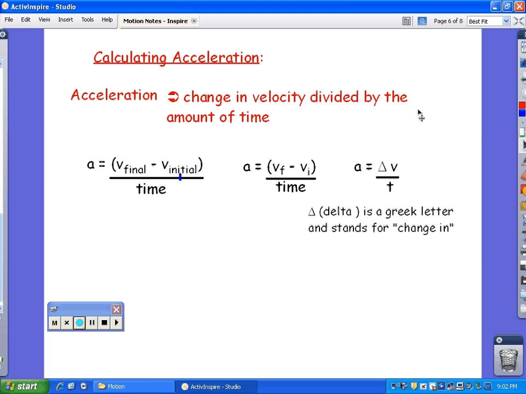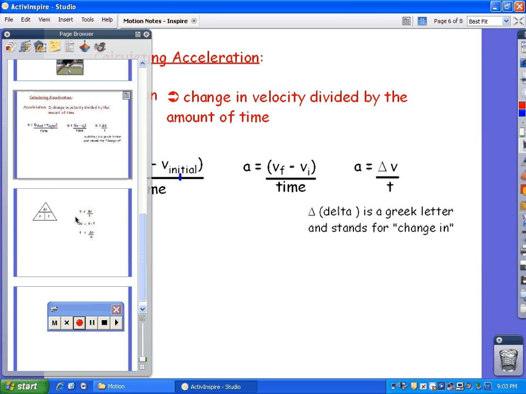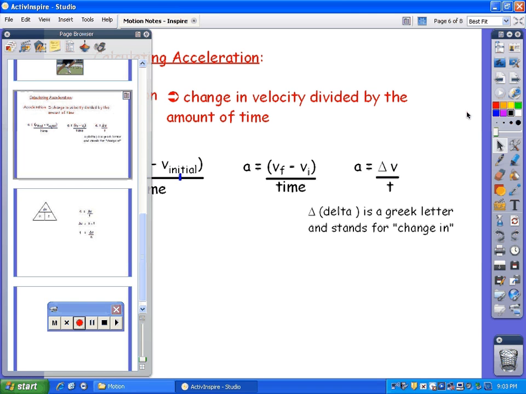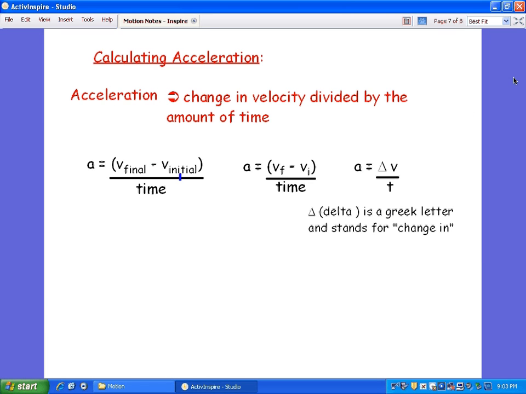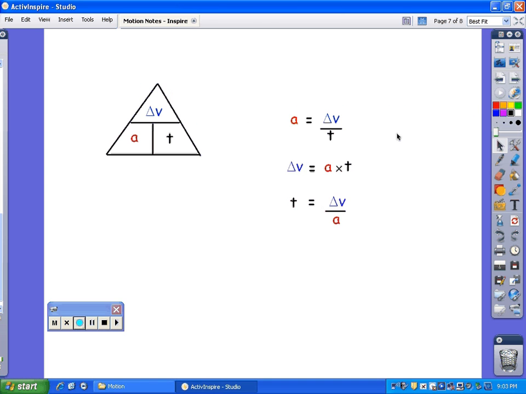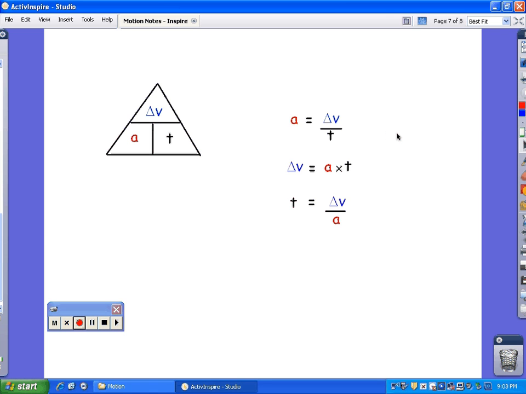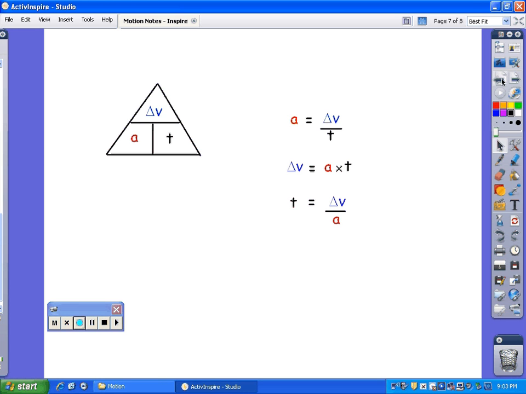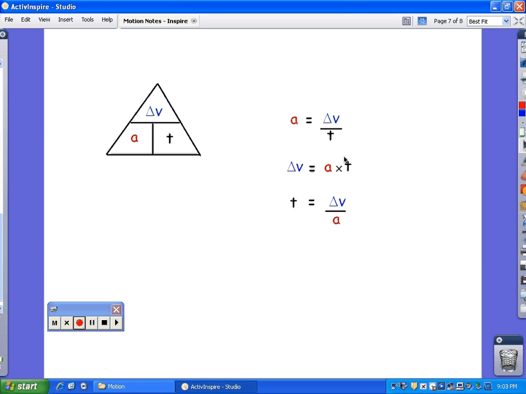Calculating acceleration really gets a little confusing. This tends to really bog people down. How do you do this? Here are your three formulas if you use your triangle. Delta V over T. If you remember, delta means change in. This is your more typical formula that you'll use, a equals delta V over T. It can also be rearranged: delta V is equal to acceleration times time, or time is equal to delta velocity over acceleration.